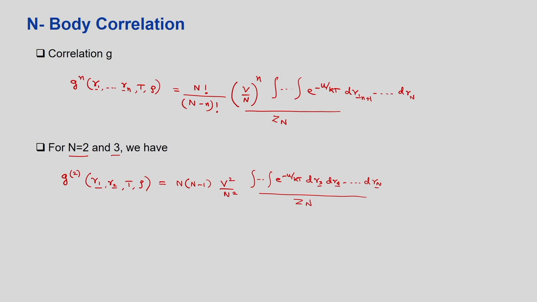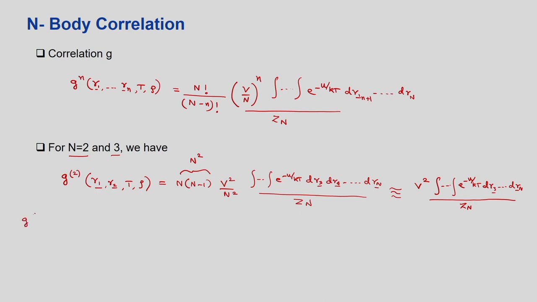Z_N. So, sometimes what you can do is approximate it, because N is a very large quantity. N into N minus 1 can be approximated as N squared. So, N squared cancels out. So, you have V squared only. So, it means I can write down here simply V squared into this, and e to the power of minus u by kT, then dr3 up to drN by Z_N. So, this is the configurational integral.